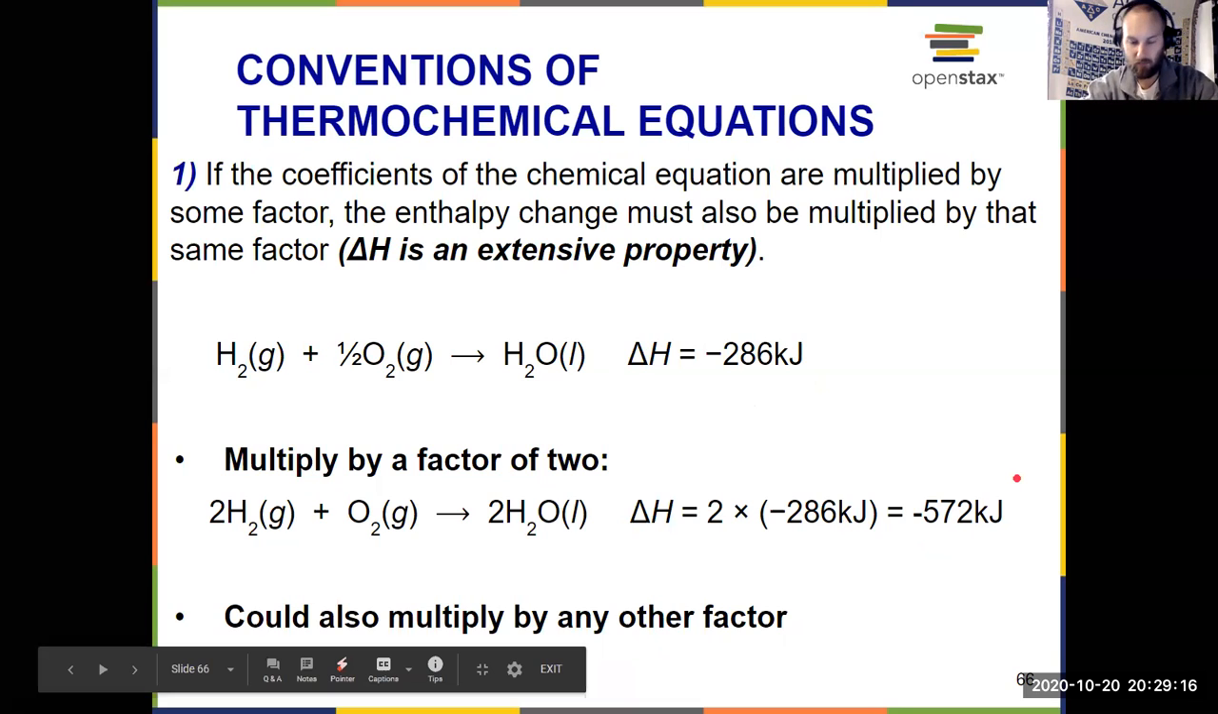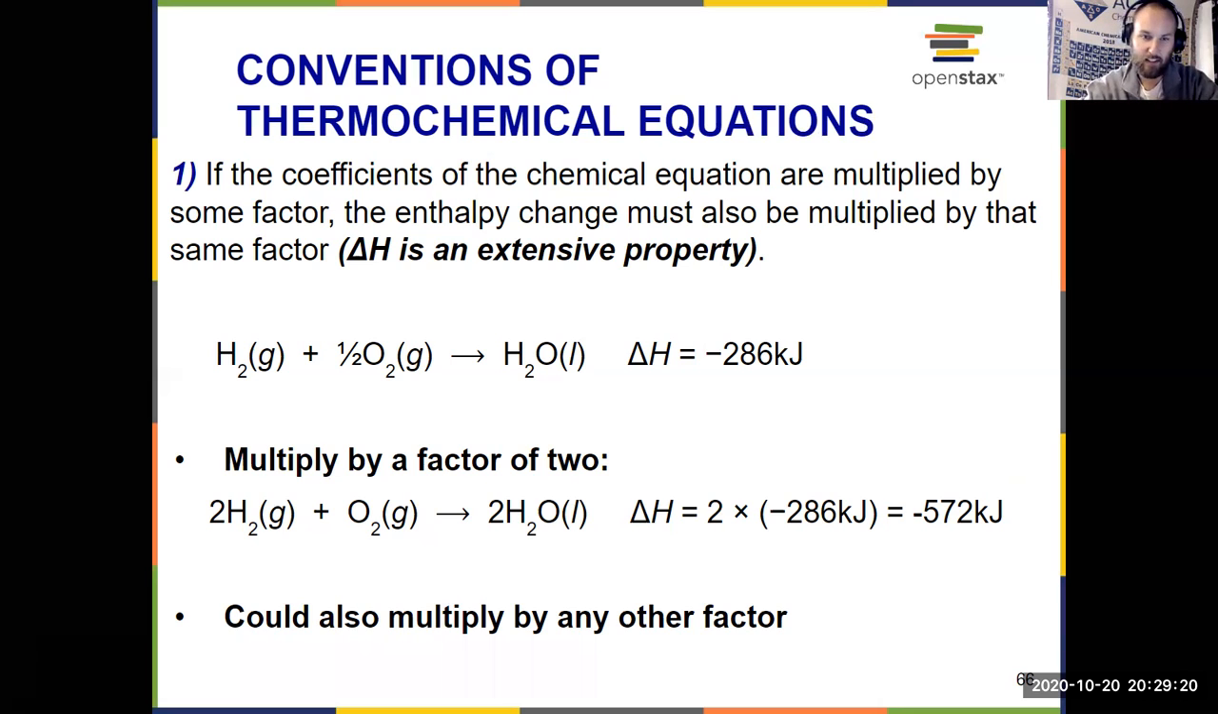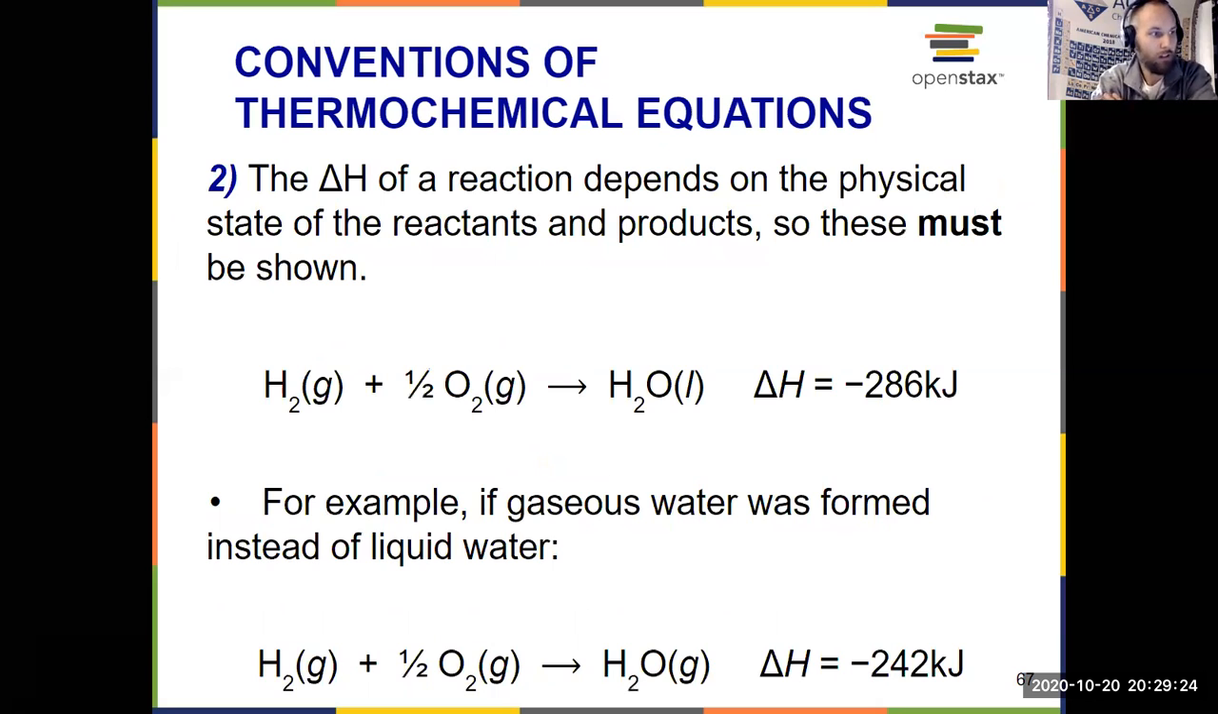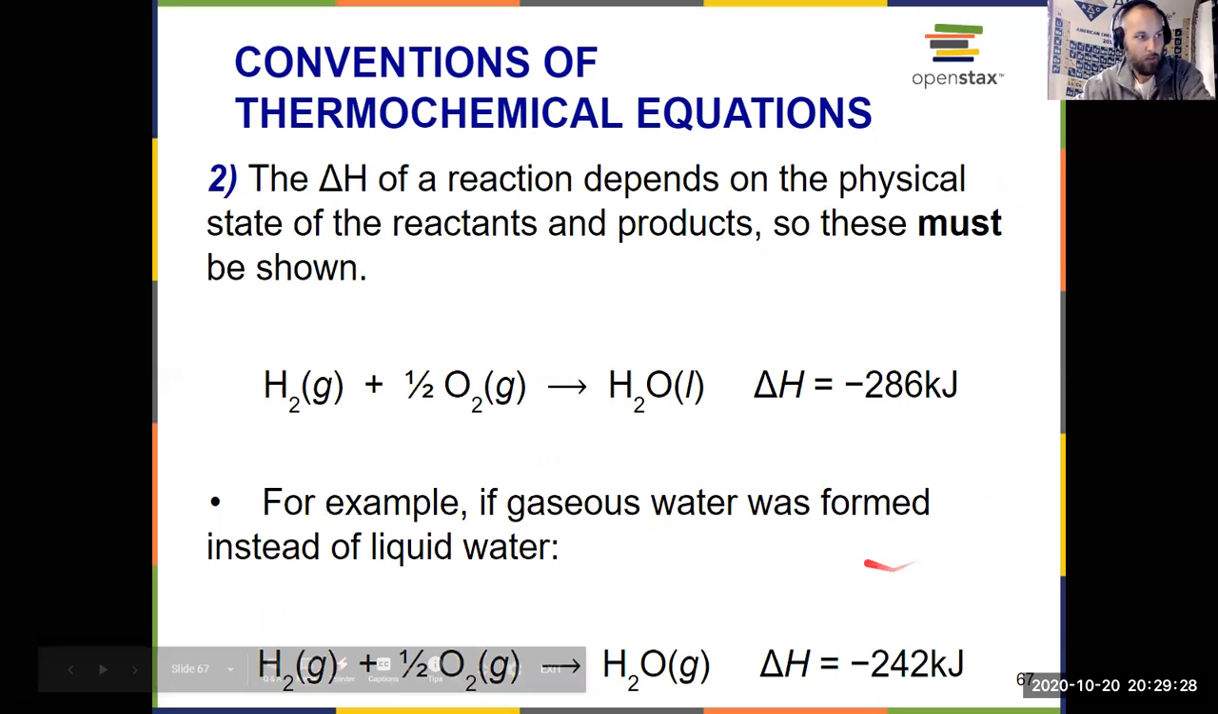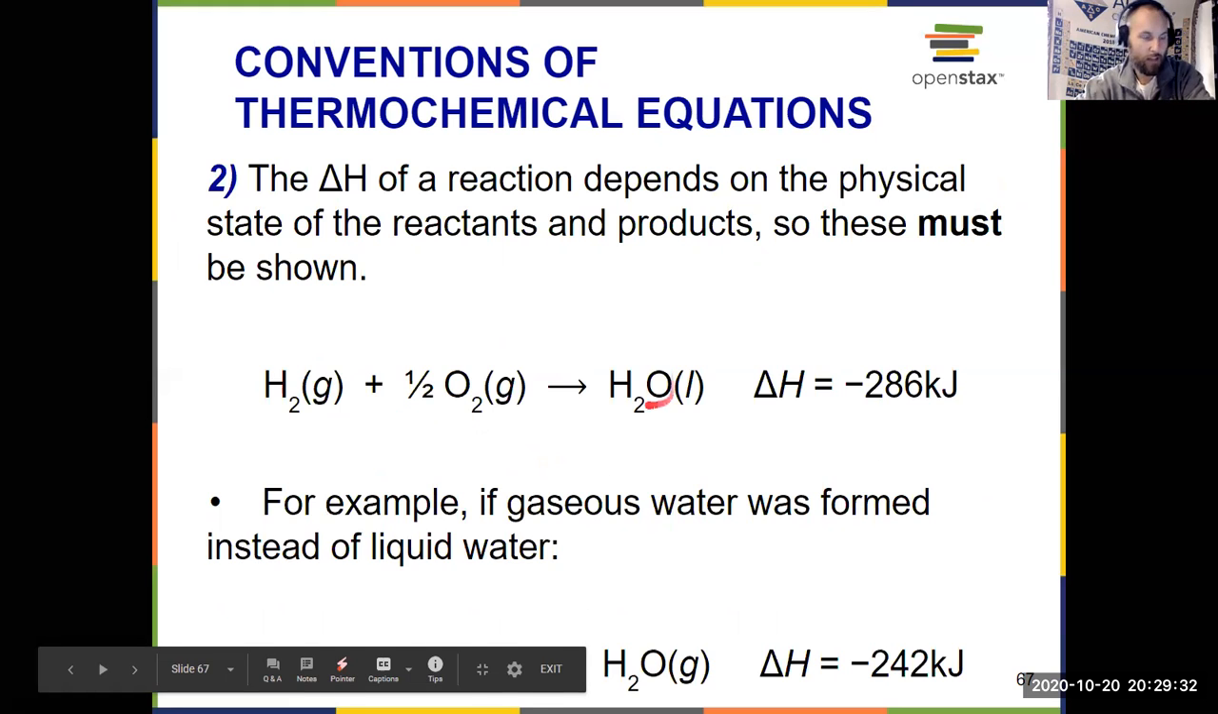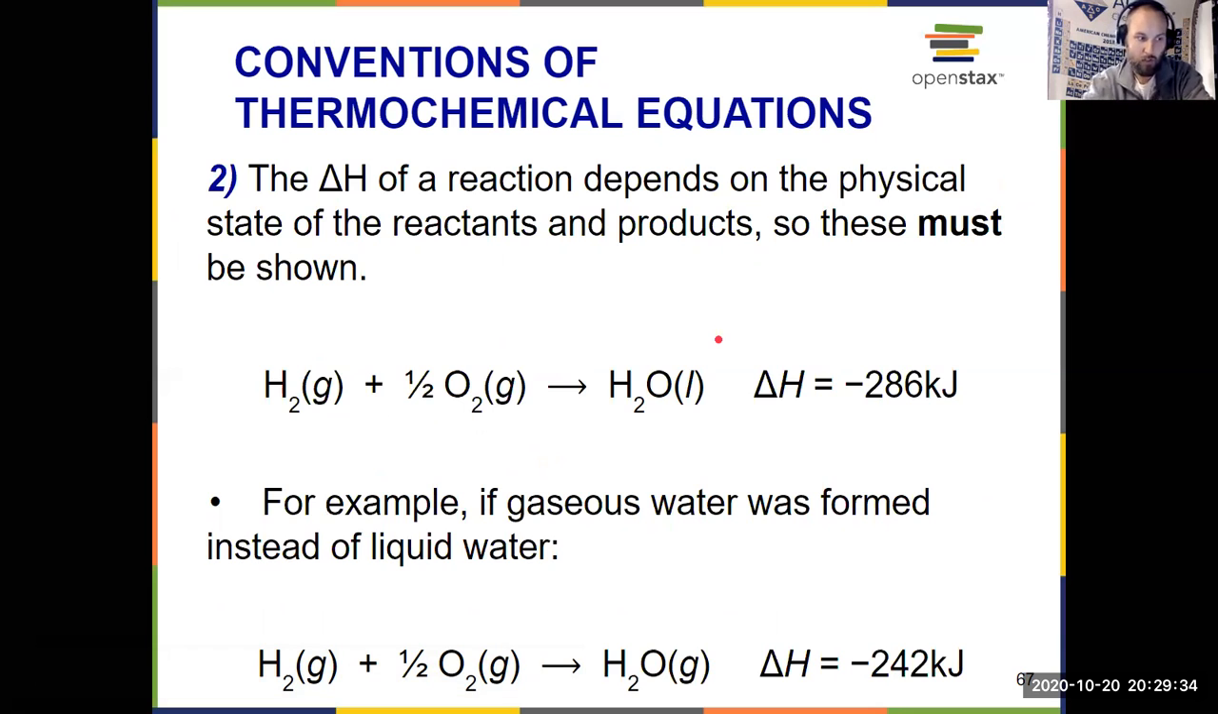And I could multiply it by any other factor as well, 3, 4, 1/2, whatever would suit my needs. Kind of like redox when you're balancing the electrons, and you multiply all the coefficients and the electrons themselves in the half reaction method. But this is a little simpler. As I mentioned before, it depends on the physical states, so you have to include them. 2 gases going to a liquid here. If it was 2 gases forming water vapor, gaseous H2O, notice the enthalpy value changes to negative 242.